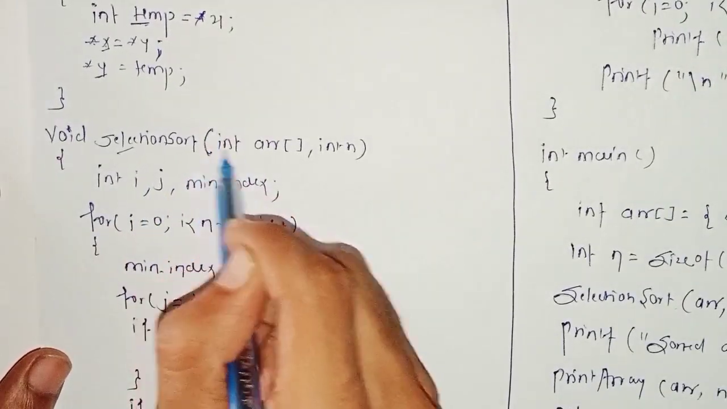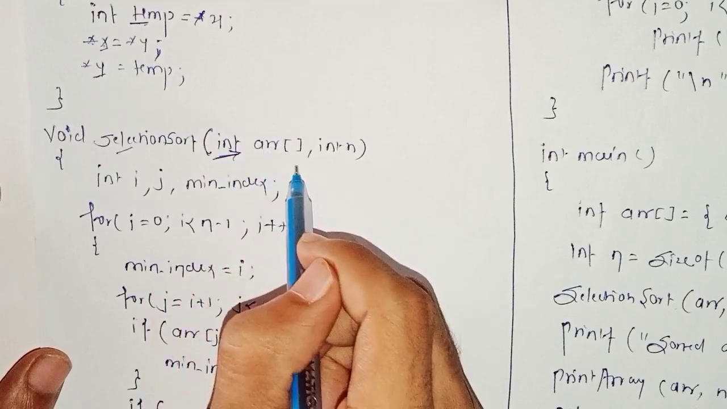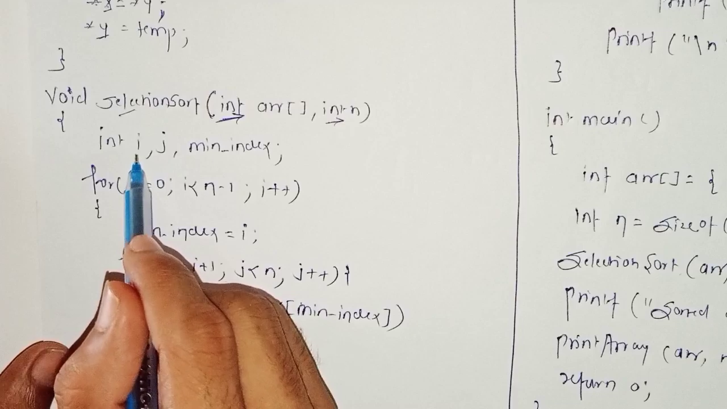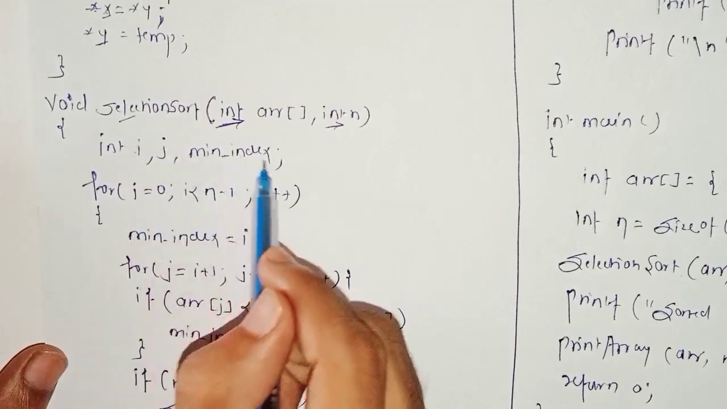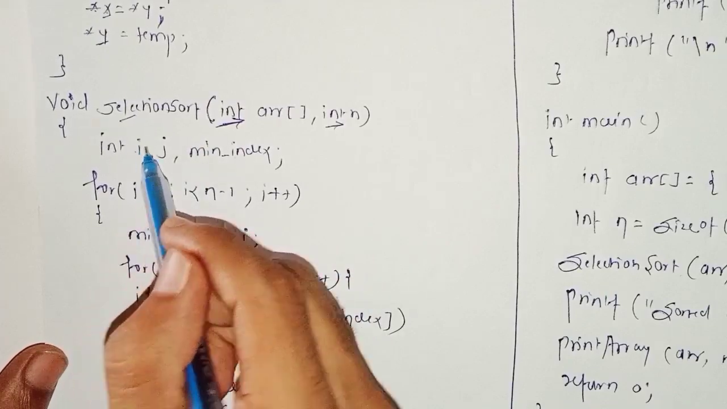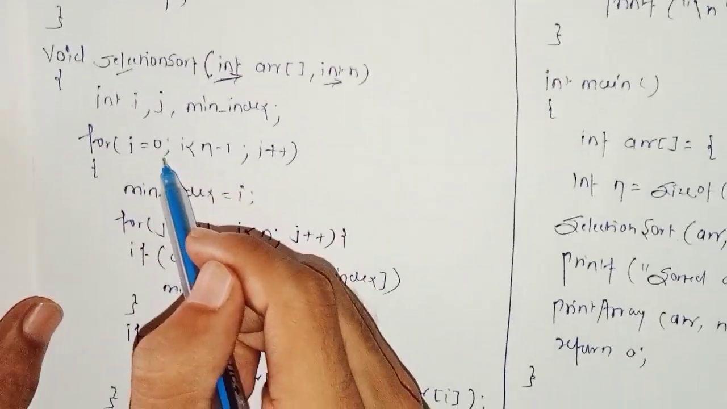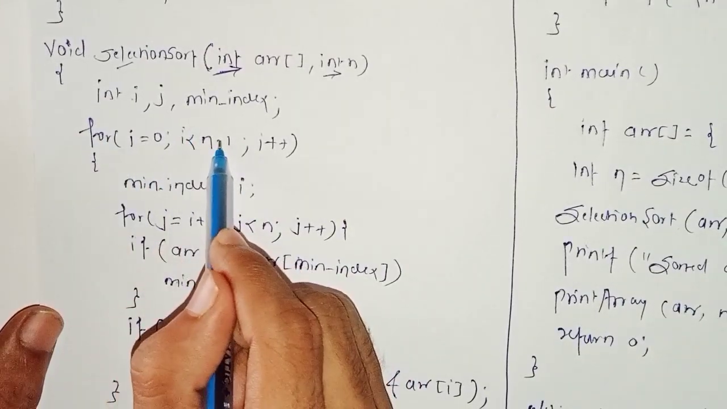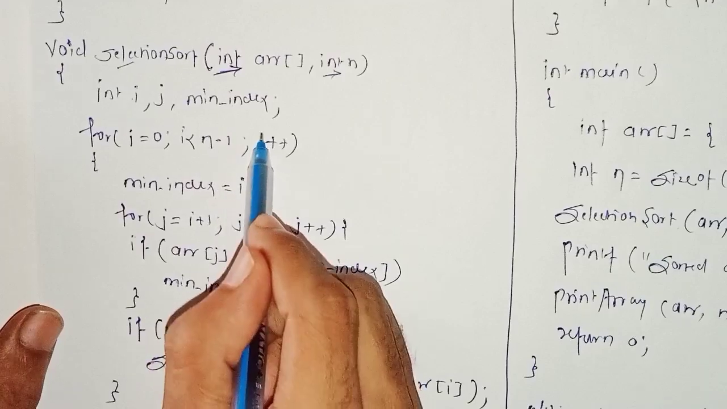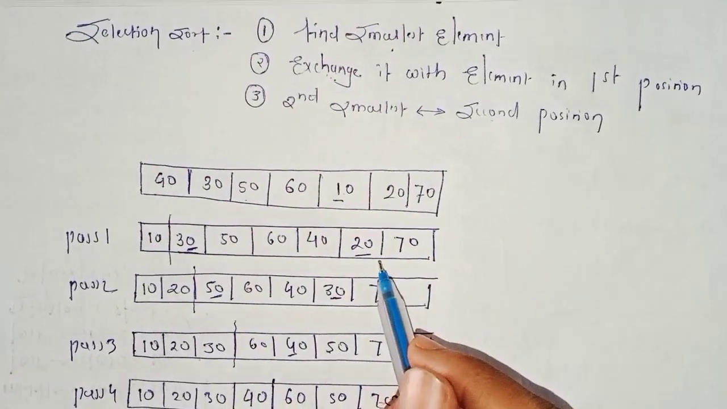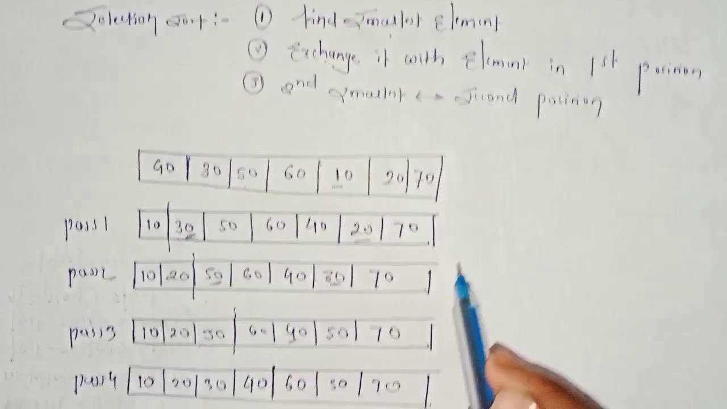Here we need to pass the array and the size of the array. I have initialized three variables: int i, j, and the minimum index. So I will track the number of passes. For i equal to 0, we go up to n minus 1, and i gets incremented. So why do we go up to n minus 1? Because the i variable tracks the number of iterations or passes.